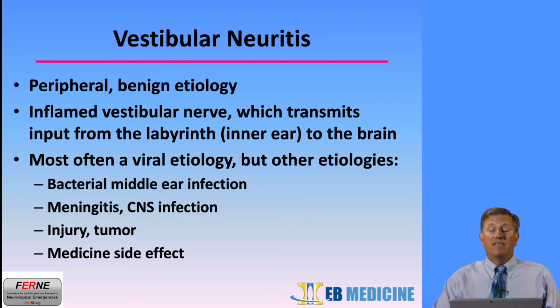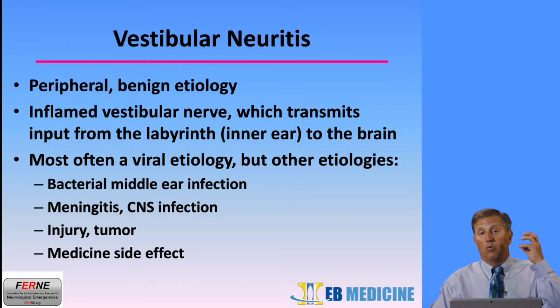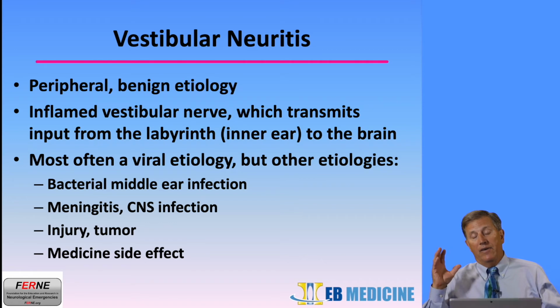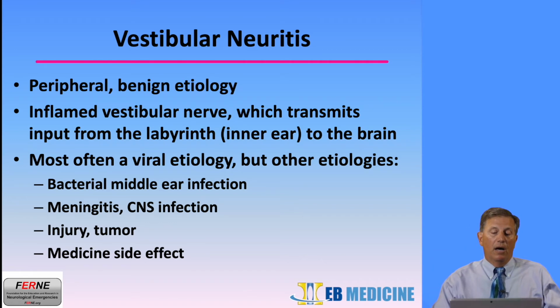It's an inflamed vestibular nerve which transmits input from the labyrinth or inner ear to the brain. So what can happen with neuritis is, although the labyrinth is normal, the vestibular nerve, which carries the input from the labyrinth peripherally to the central brain, is diseased and therefore doesn't transmit input normally, such that the corrective labyrinthine activities can't be activated by the brain centrally. Again, the same other etiologies can cause vestibular neuritis.